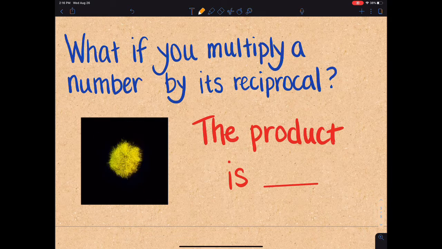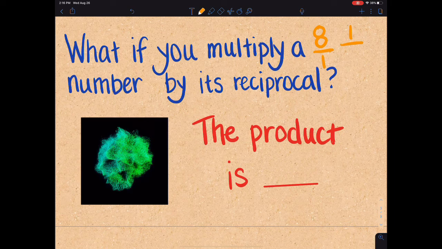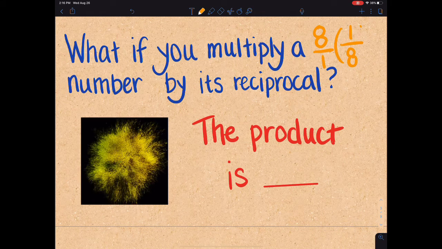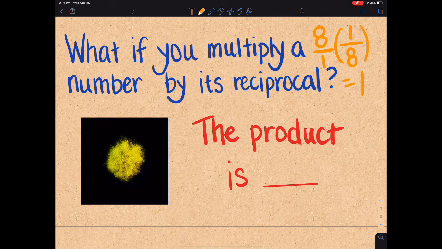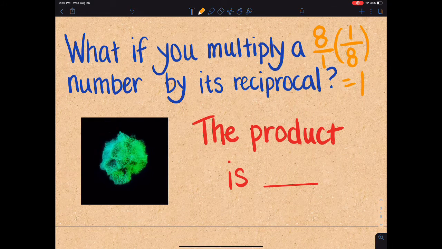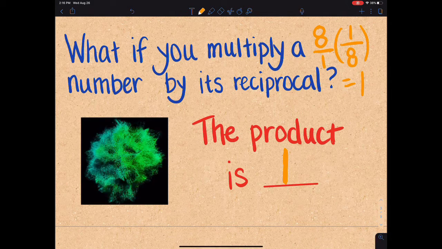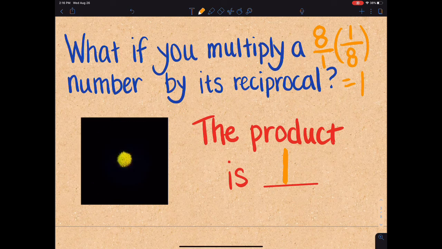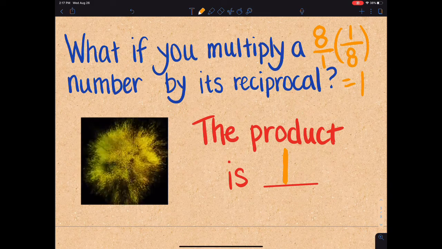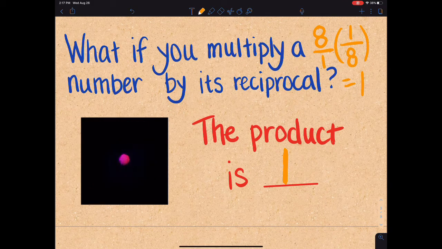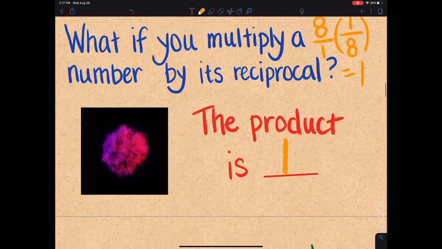Well, let's try it. So let's say you have 8 over 1, and then the reciprocal of that is 1 over 8, and you multiply, the answer that you get is going to be 1. And turns out that that's the answer every time you get the product of a number times its reciprocal. A number times its reciprocal is always going to be 1. A number times its multiplicative inverse is always going to be 1. So let's do some examples to make sure.